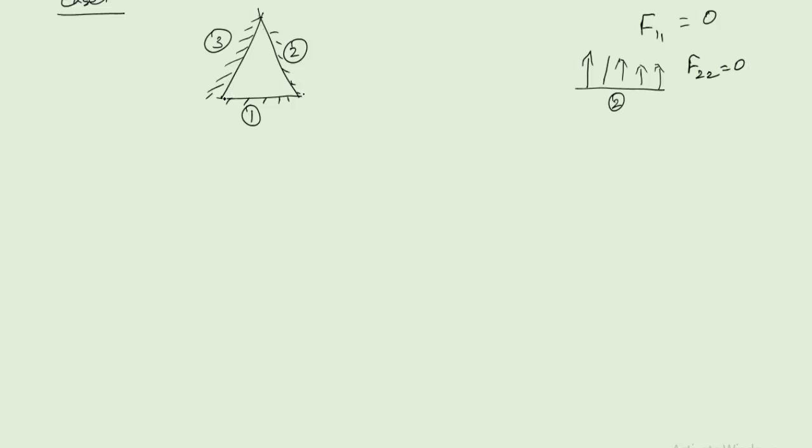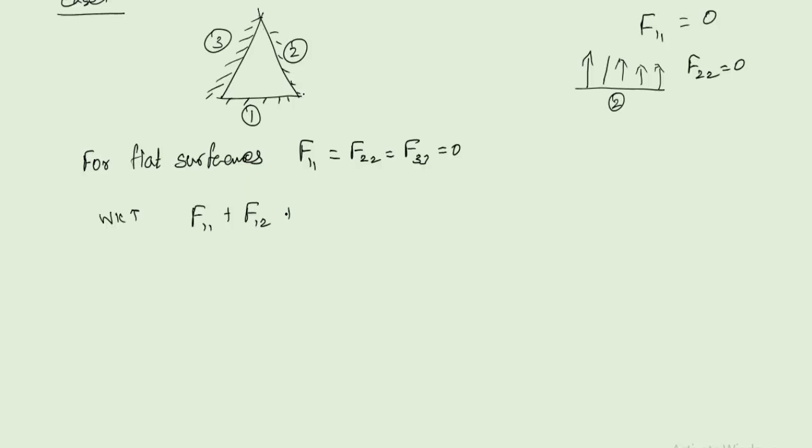Now surface number 1, surface number 2, surface number 3, all these are flat plates. So you know that for flat surfaces F11 equal to F22 equal to F33 equal to 0. Similarly, we know from the rules that F11 plus F12 plus F13 equal to 1. So if you substitute F11 equal to 0 here, this equation will become F12 plus F13 equal to 1. Okay.